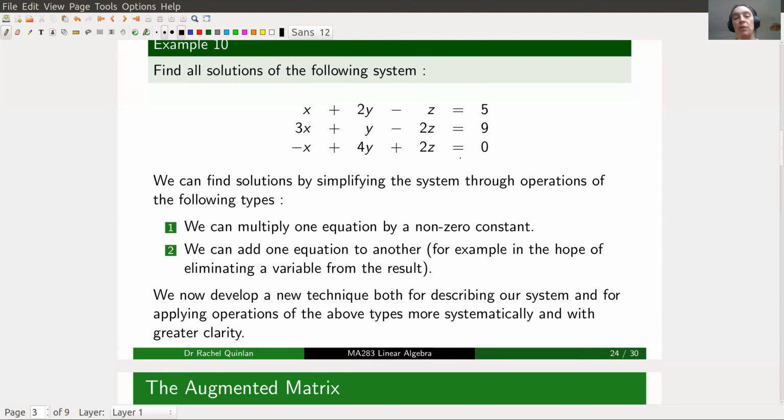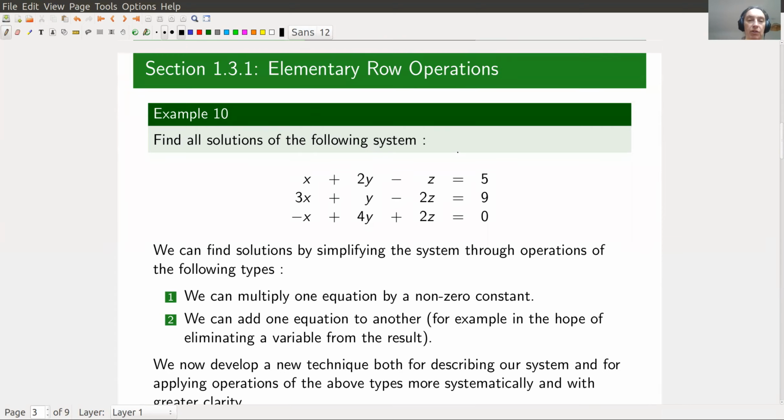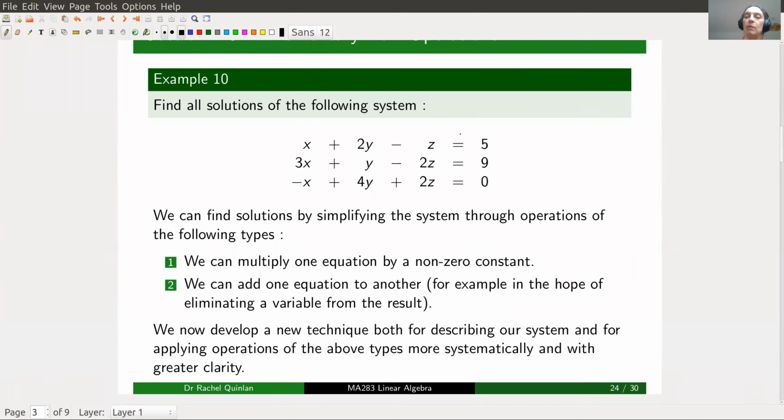We can add one equation to another. And a reason why one might do that would be to maybe eliminate some variable from the result if its coefficients in the 2 equations that were being added together were negatives of each other. So for example, here you might add equation 1 to equation 3 because that would knock out an x from the resulting equation.